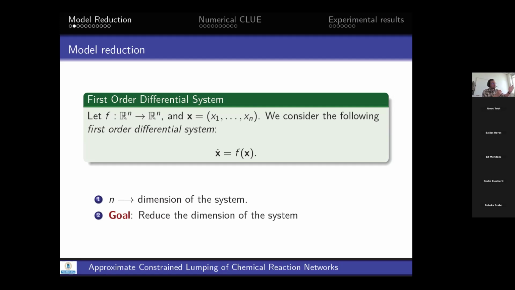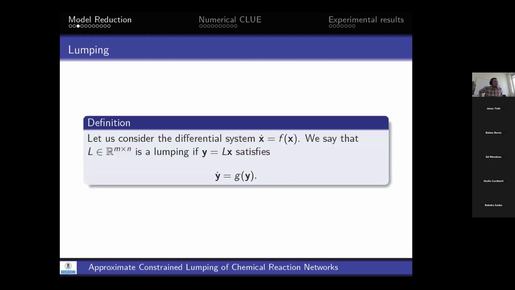So maybe if we find a smaller system that can allow us to reach this information, this could be good. And this is what we call lumping, essentially, right? A lumping, in this case, is a matrix that compresses our variables into linear combinations of the original state, the x's, such that they satisfy their own differential system.